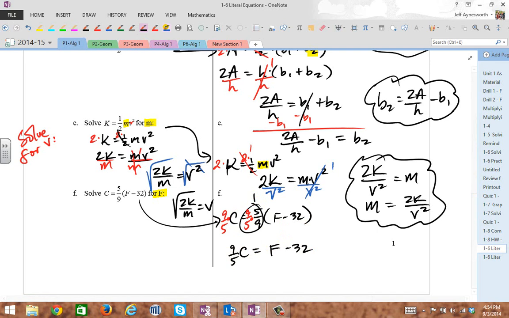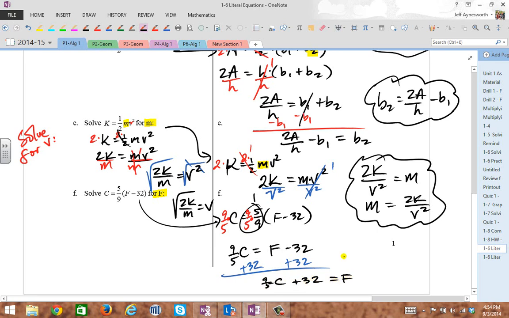Now to solve for F, it's easy now. All you have to do is add 32 to both sides and you're done. Make it look easy because it is, as long as you understand inverses. So 9/5 times C plus 32 is equal to F, because these cancel out, right? Or F equals 9/5 times Celsius plus 32. That's how typically most people write it. Okay, and that's how the game is played.